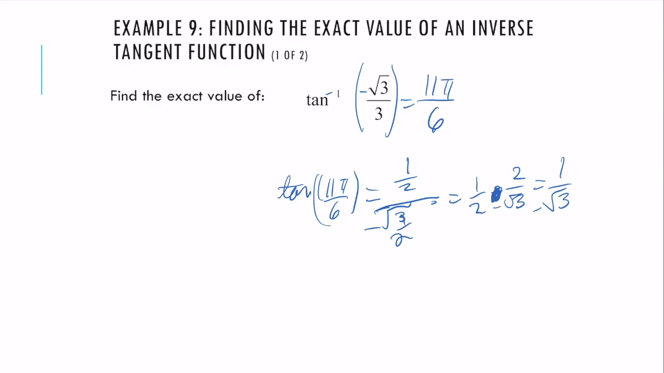But we do not like radicals in our denominators, so I multiply that with the square root of 3 over the square root of 3. That gives me the square root of 3 over 3, but it's negative. So that's the exact value for tangent.